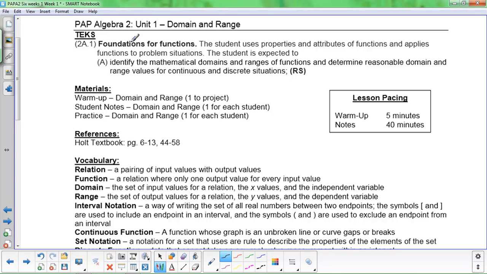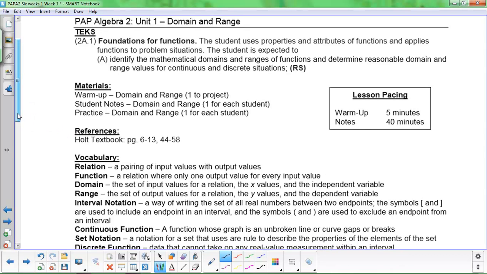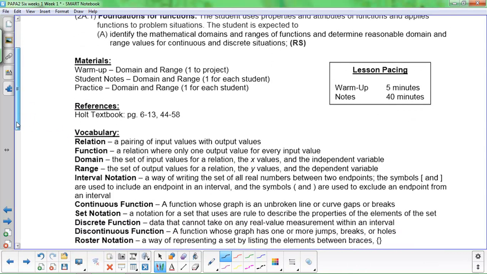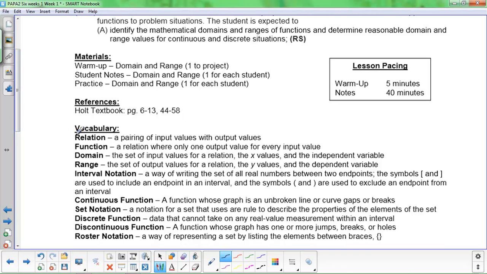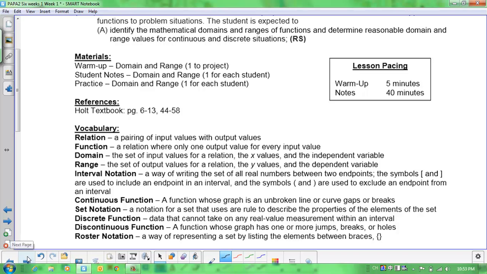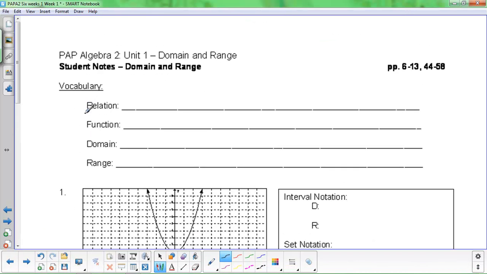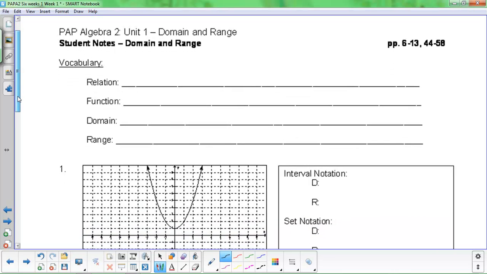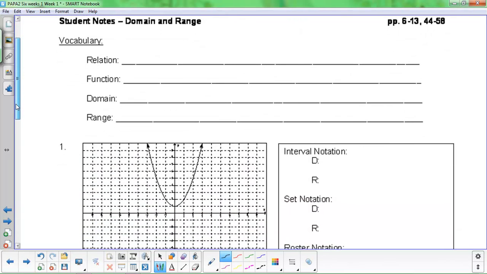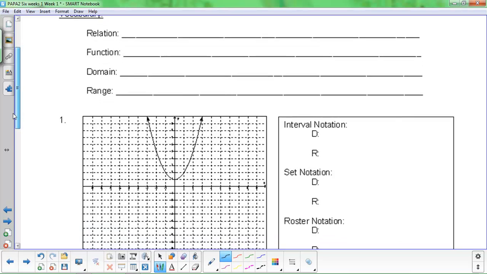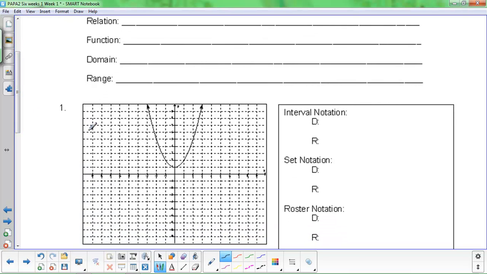AP Algebra 2, Unit 1, Domain and Range. Please refer to your reference pages of your textbook as well as the definition of the vocabulary terms below in completing the notes section of this particular lesson. Begin by filling in the definitions of these four terms and use the rest of the definitions to help you understand the next 5 examples.